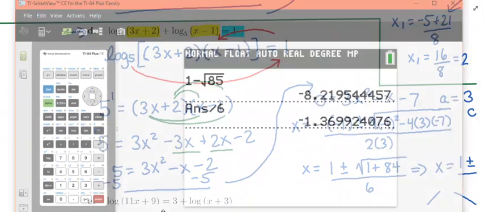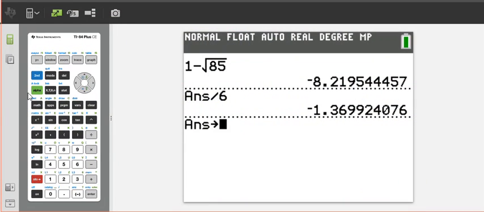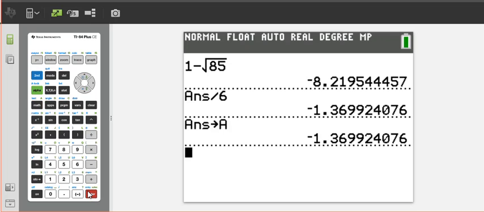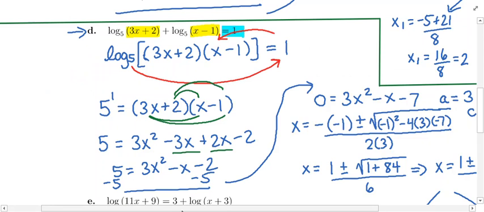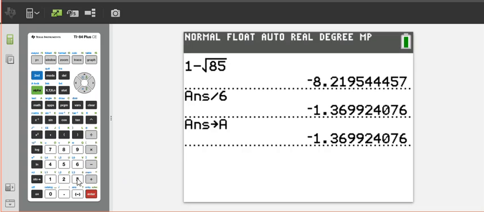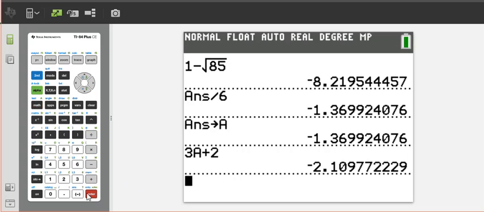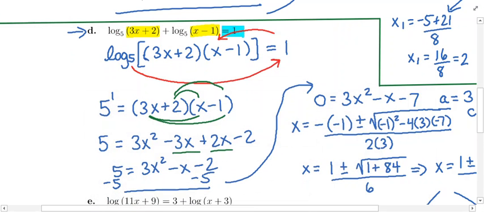I'm going to do the same thing: store this in A, and plug it into both logarithms. The first logarithm has the quantity 3x plus 2. So let's see what happens. If we do 3A plus 2, we'd be taking the logarithm of a negative quantity. That's bad, bad, bad. So it doesn't work. Since it fails in the first logarithm, you don't even have to check the second logarithm.